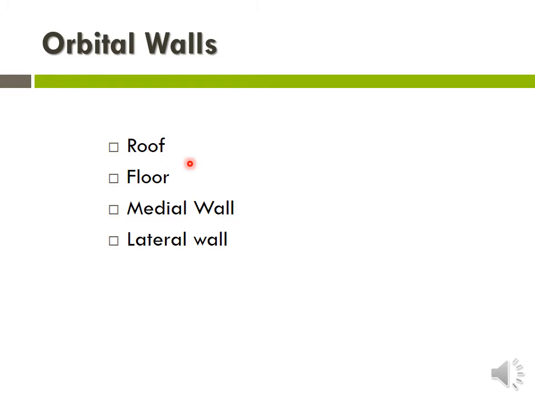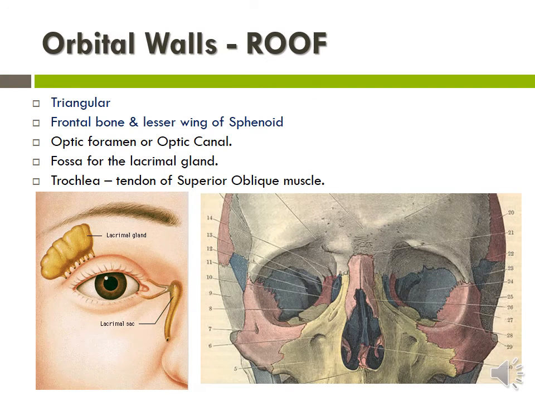So we'll discuss a little in detail the roof, floor, medial wall and lateral wall of the orbit, so that we'll be able to remember which bones create which walls, whether medial or lateral or roof or floor. Now we'll discuss the first wall, that is the roof of the orbit. You can see this is the roof of the orbit. Try to remember it has a triangular shape.